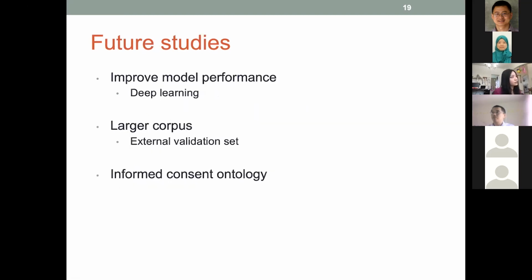So a few suggested future studies would be to improve model performance, possibly using deep learning methods, and using a larger corpus, maybe have an external validation set, and how this study can improve informed consent ontology usage.